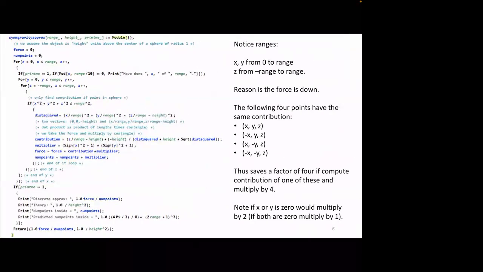And so on the left is some code that I wrote to do the calculation. And on the right are some comments. And the only comment I really want to talk about is the ability to write code that runs well. This code took, I think, a decent amount of time to run. So x and y go from 0 to the range, and I'm going to take the range to be 40, but z goes from minus range to range. And the reason is we have some symmetry. So if we have a point just above the North Pole, above the sun, what's going to be the direction of the force on it?